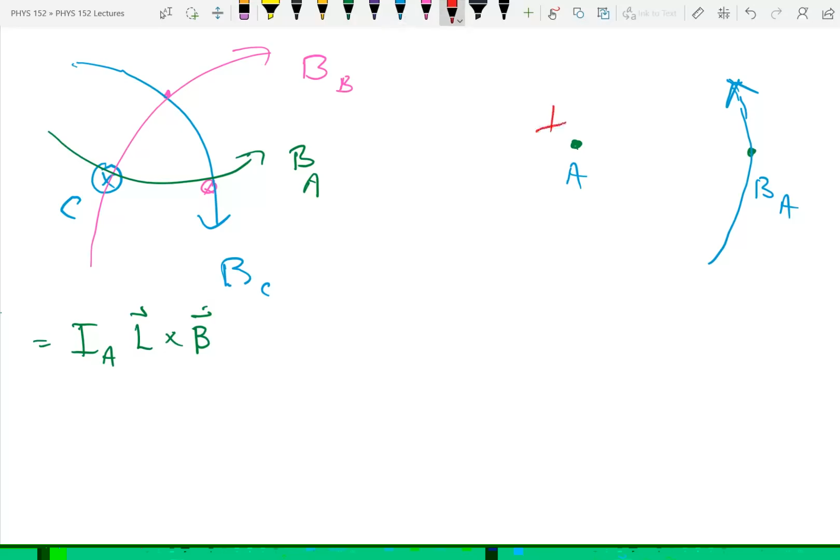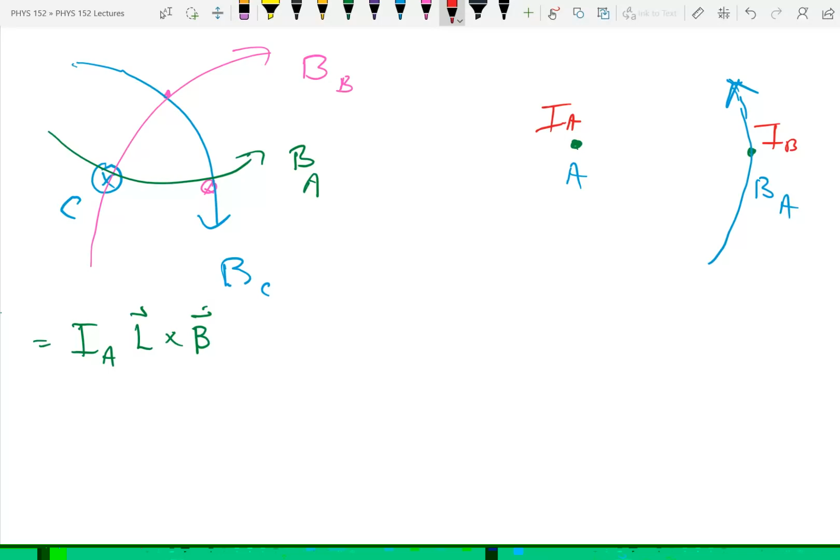Now I have a current A and a current B. If I want to look at the force on wire B, I only have one wire, so it's easier. What direction is the force going to be, given the equation force is equal to IL cross B?